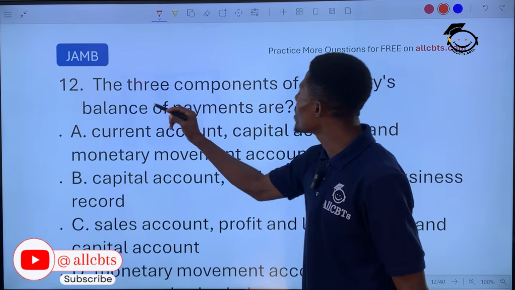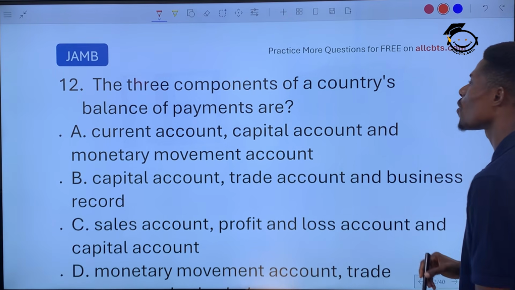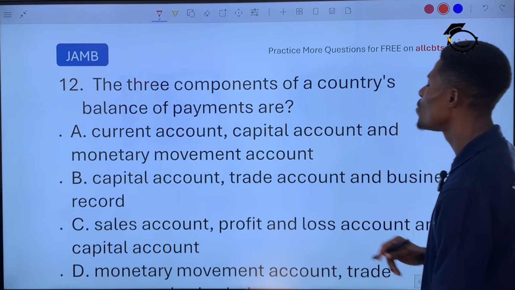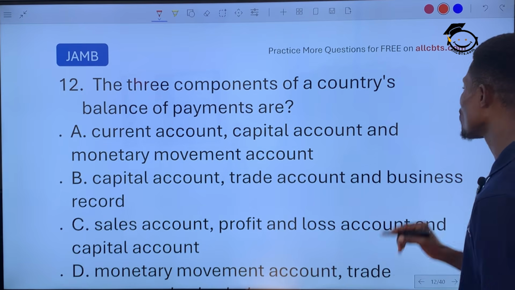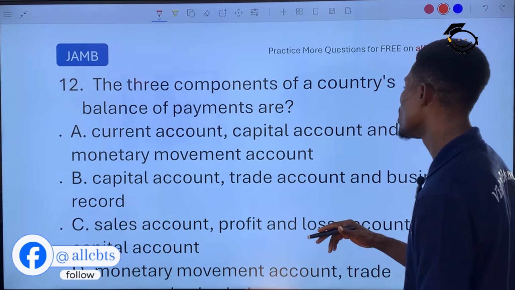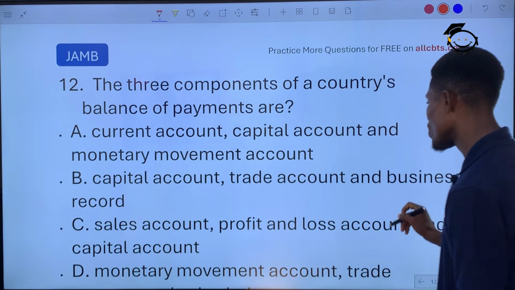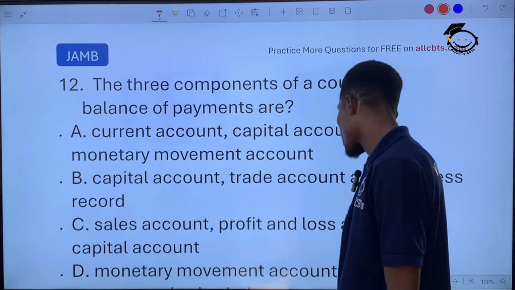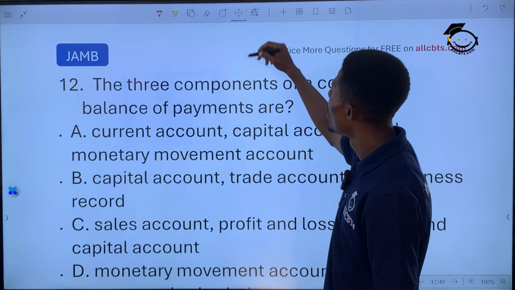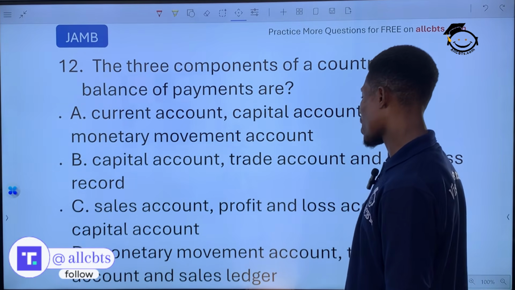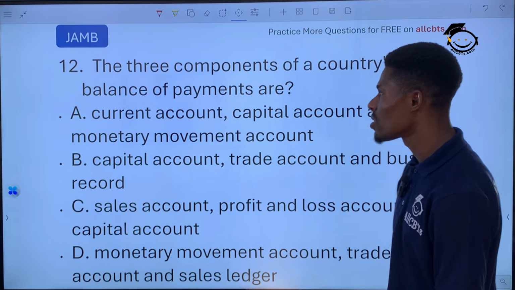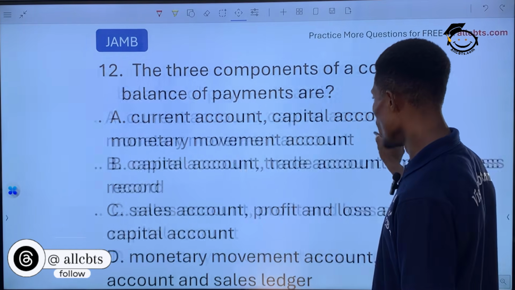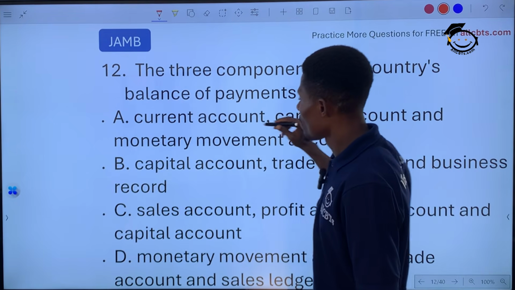Question 12. The three components of a country's balance of payments are what? A, current account, capital account, and monetary movement account. B, capital account, trade account, and business record account. C, sales account, profit and loss account, and capital account. D, monetary movement account, trade account, and sales ledger. The correct answer is option A.